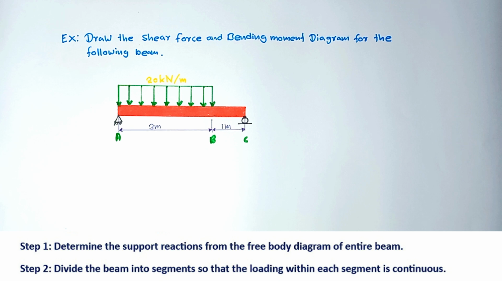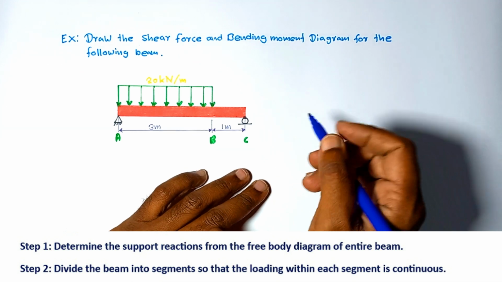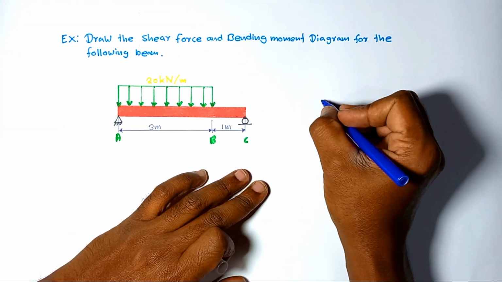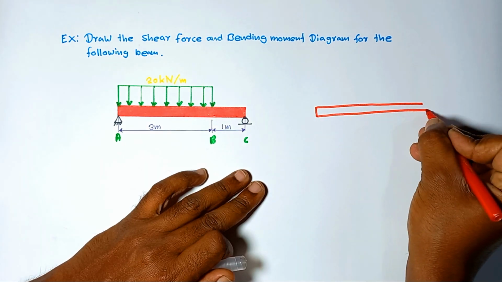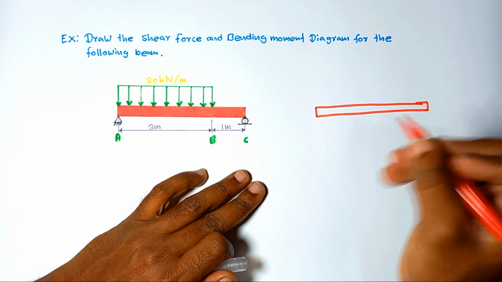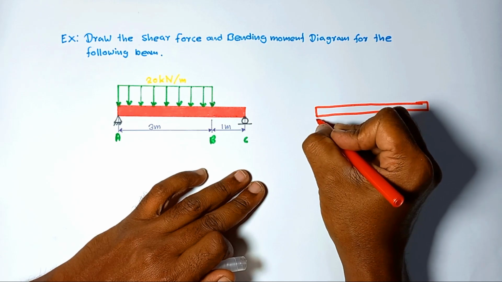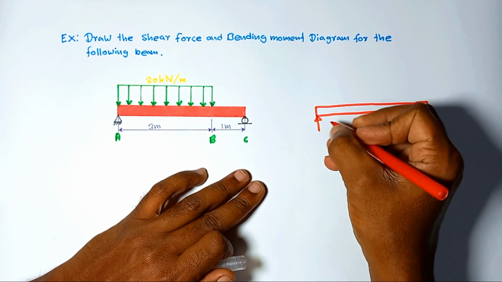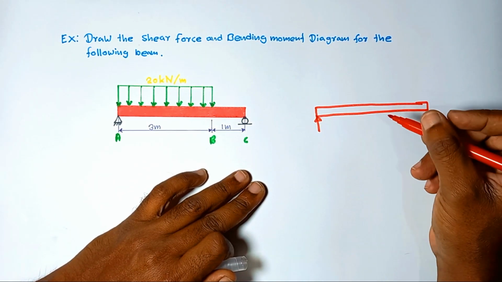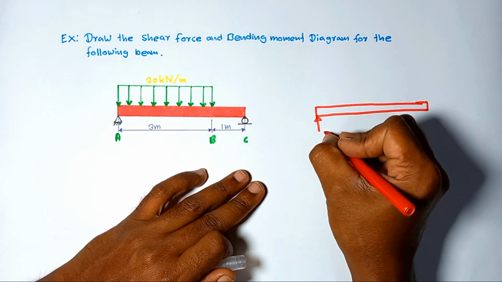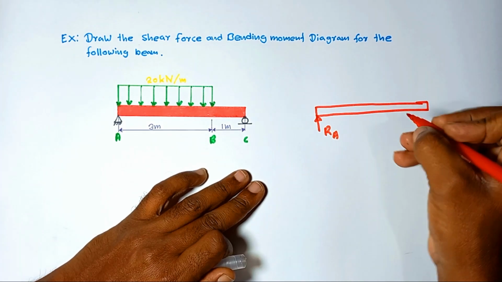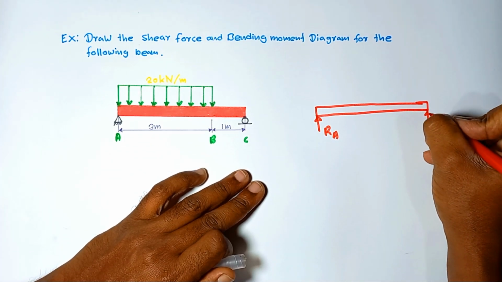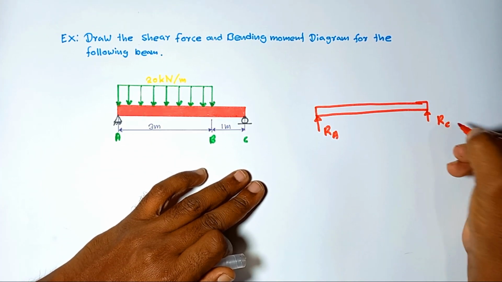Okay, first of all, let's determine the support reactions. First of all, we have to draw the free body diagram for the entire beam. Okay, let me draw the beam. This is the beam. Here for the pin support, there's no horizontal force acting on it. So we can directly mark RA like this. Same as in here, RC.